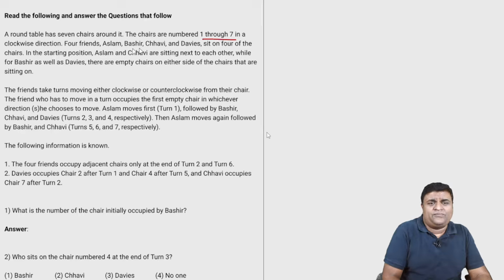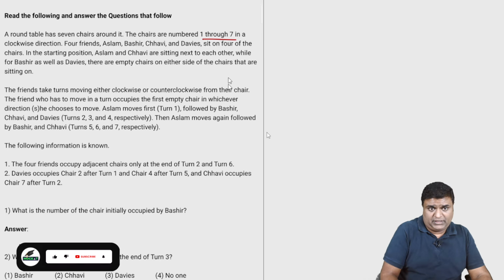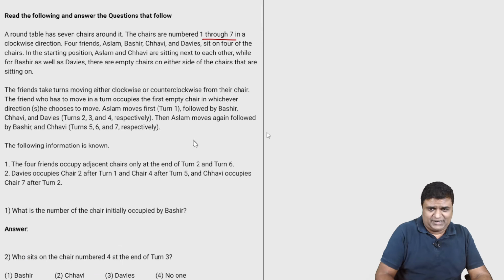Okay, 4 friends A, B, C, D, we'll call them, sit on 4 of the chairs. In the starting position, so there's an initial position, A and C are sitting next to each other. Okay, which order we don't know. And for B as well as D, there are empty chairs on either side of the chairs that they are sitting on. Okay, let's first form some circle, right? 7, I'm not used to that, nor would you be. Let's start with that.